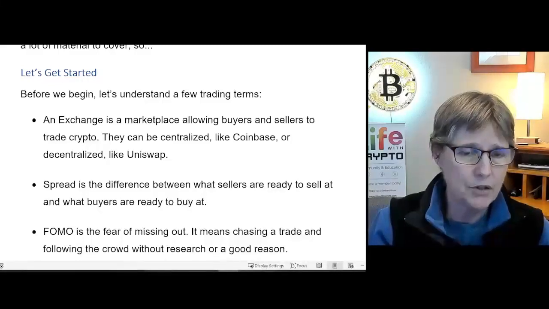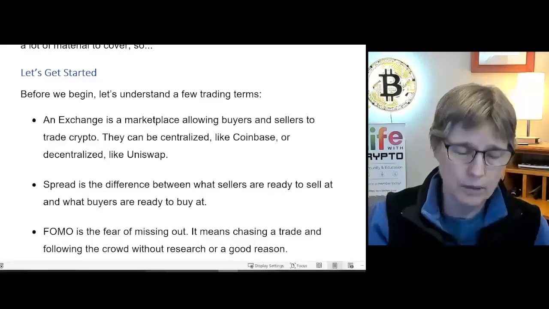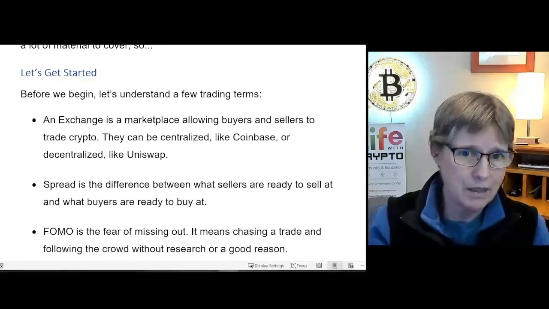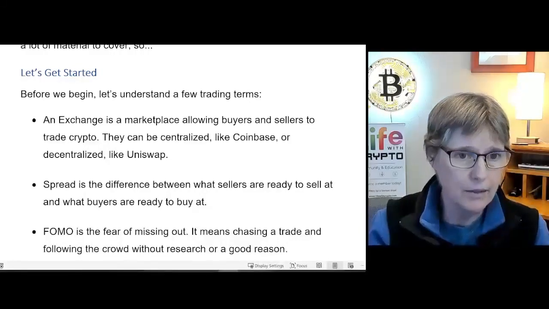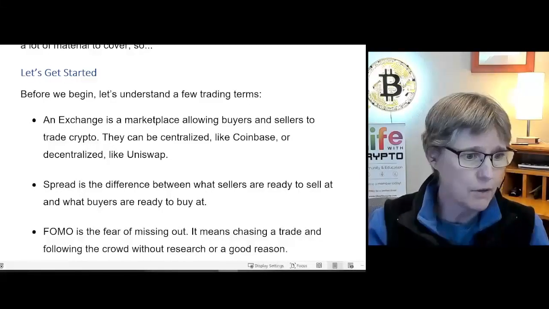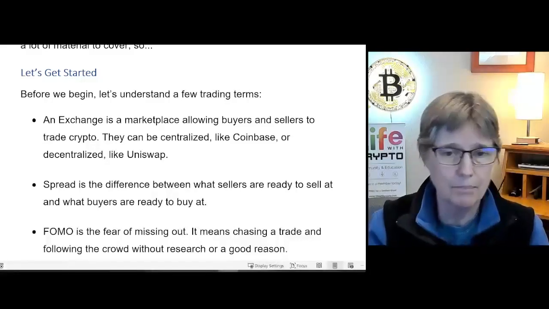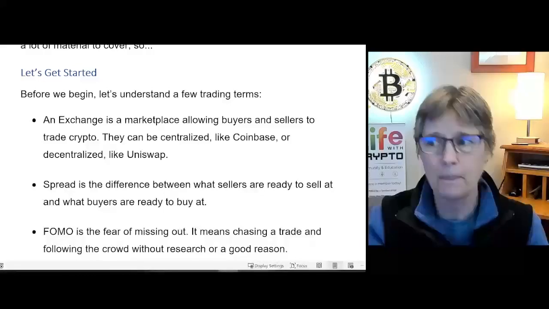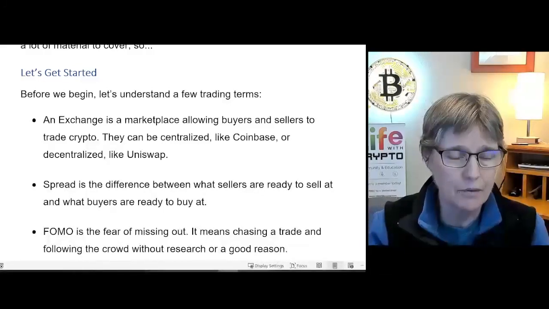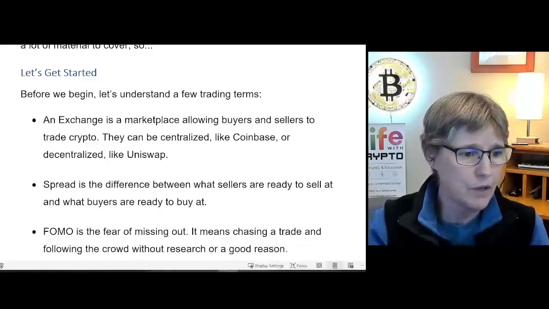So an exchange is a marketplace allowing buyers and sellers to trade crypto. Believe it or not, I get lots of questions about exchanges. These exchanges can be centralized like Coinbase or decentralized like Uniswap. Most of you on this call, I'm going to assume, would use a centralized exchange like Coinbase, Binance, Kraken, Bybit. It used to be Bittrex, there's also Gemini. There's so many of them out there. Those are all centralized. Doesn't make them good or bad. You just have to understand what it is.